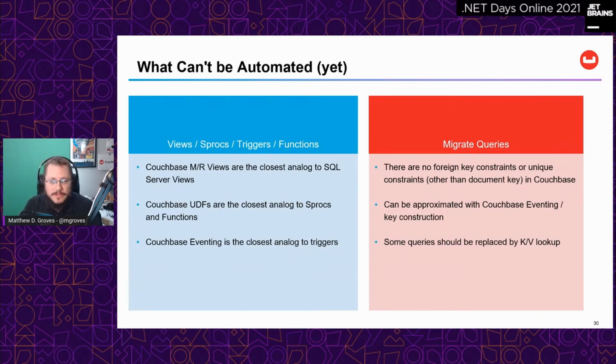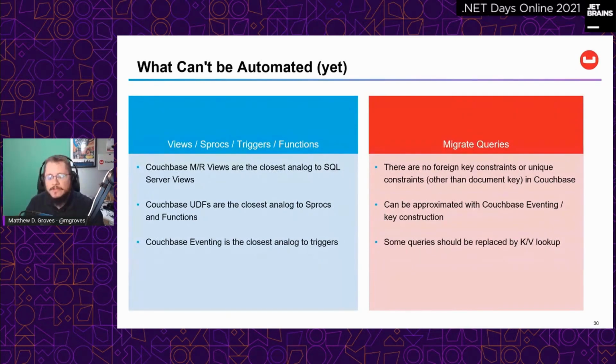Also, it's kind of implied, what about views? What about triggers? What about functions? There are some equivalents to these things in NoSQL databases like Couchbase. Typically, Couchbase or other NoSQL databases have something called views or map-reduce views. That's the closest analog to a SQL Server view, like a materialized view. Those things are a little less flexible because they're typically written using JavaScript and not a language like SQL that can do joins and things like that. But it's the closest analog.